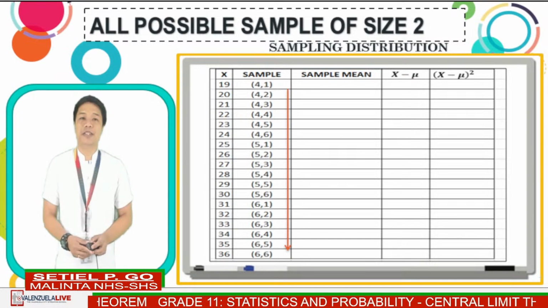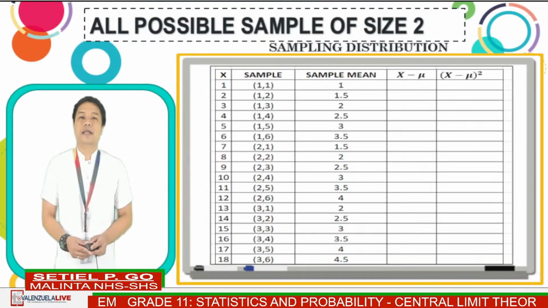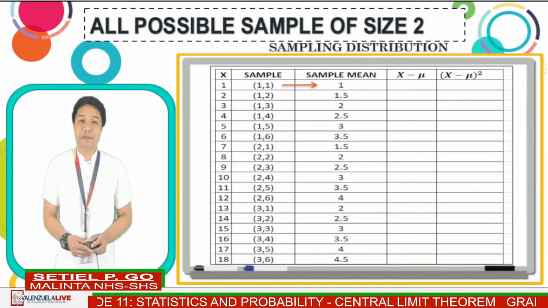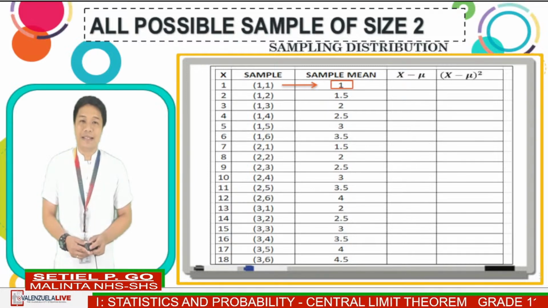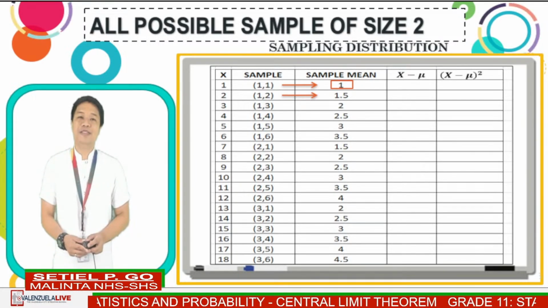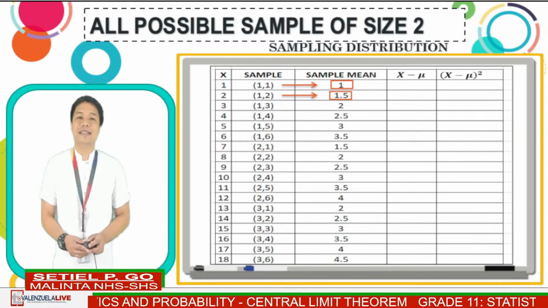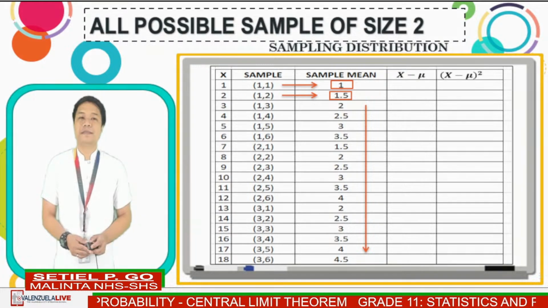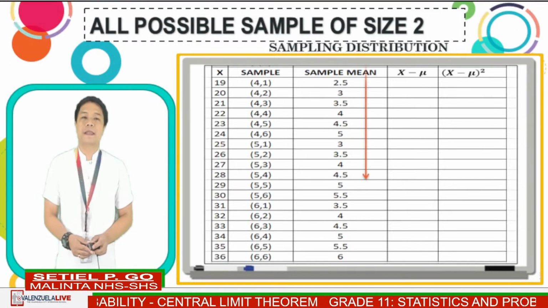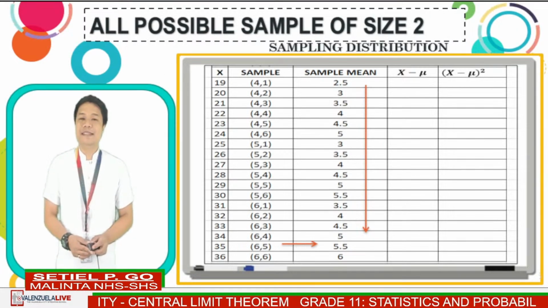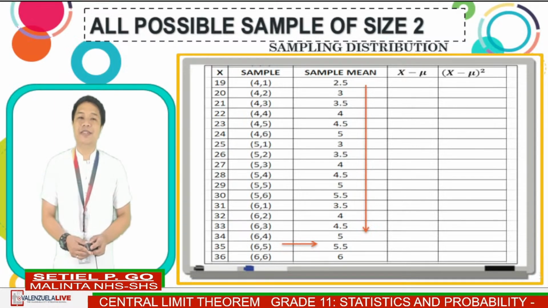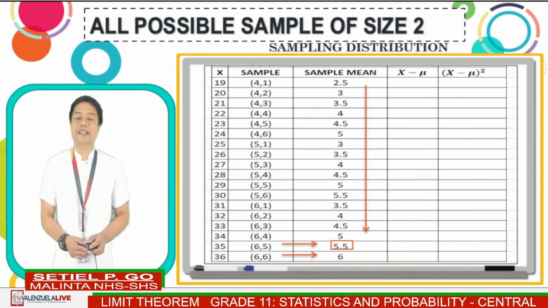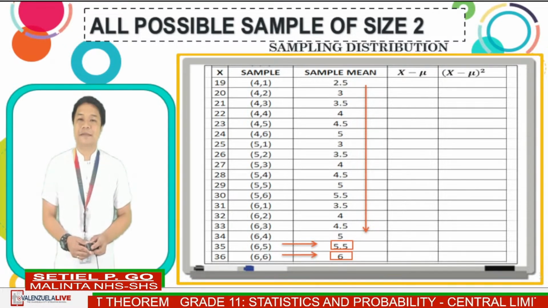Let's start with the first row. 1 plus 1 over 2, or divided by 2, is equal to 1. Next, 1 plus 2 divided by 2, the result is 1.5. Continue the process until 6 plus 5 divided by 2, the answer is 5.5. And lastly, 6 plus 6 divided by 2, the answer is 6.